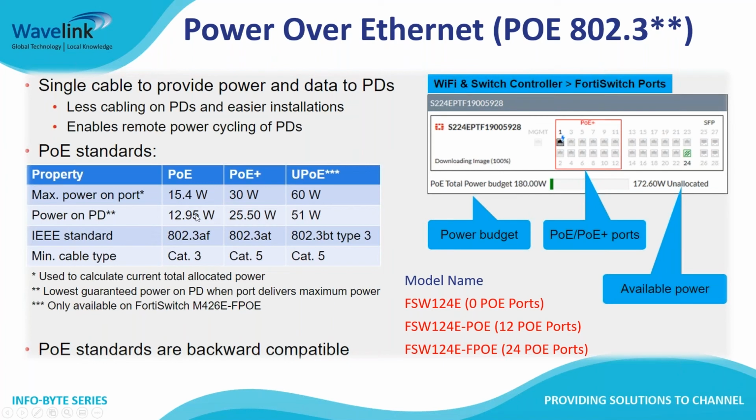So the FortiSwitches, most of them, can provide PoE and PoE plus, but there is one switch in particular that provides the new UPoE standard, which is 60 watts per port. That's only available in FortiSwitch M426E FPoE. Remember, this is FPoE, but the E series, which means only half the ports in that switch are PoE capable, right? I hope I didn't confuse you any further, but yeah.